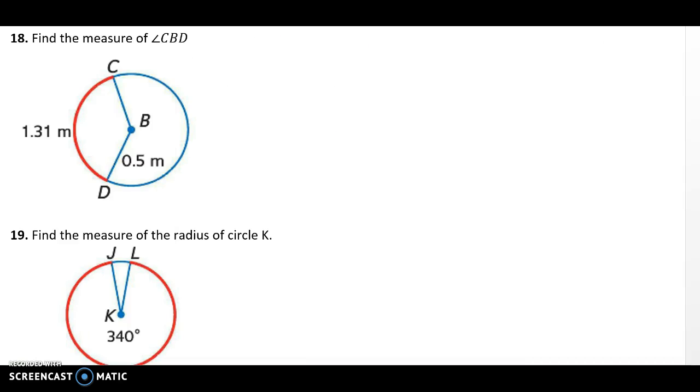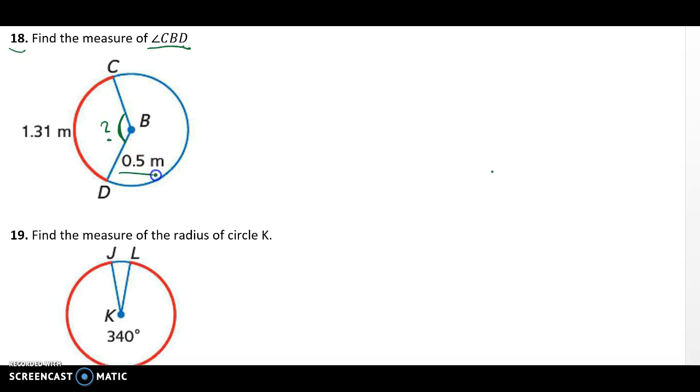Alright guys, here's part 4 of our CBA 4 review. Should be our last part because I can rock out the last couple in this video. So we left off on number 18, right? And it wants us to find the measure of angle CBD. So CBD is this angle right here. They want us to find the measure.